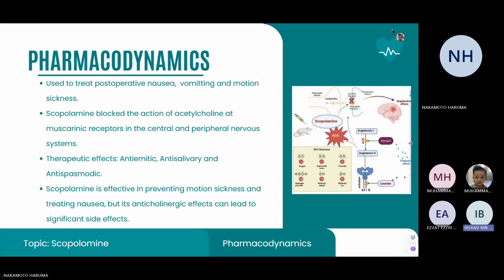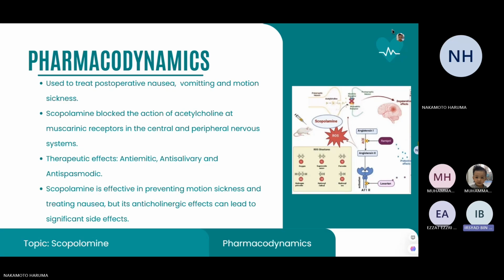Now I will explain the pharmacodynamics. Scopolamine is used to treat post-operative nausea, vomiting, and motion sickness. And how does scopolamine cause its effect? Scopolamine blocks the action of acetylcholine at the muscarinic receptor in the central nervous system, as you can see in the picture here.